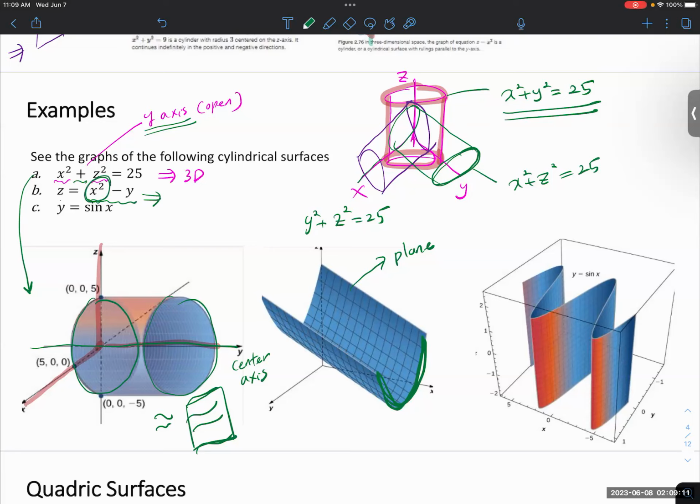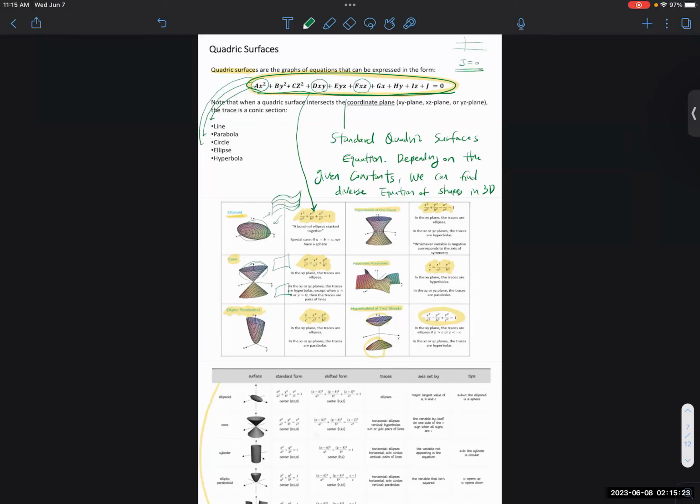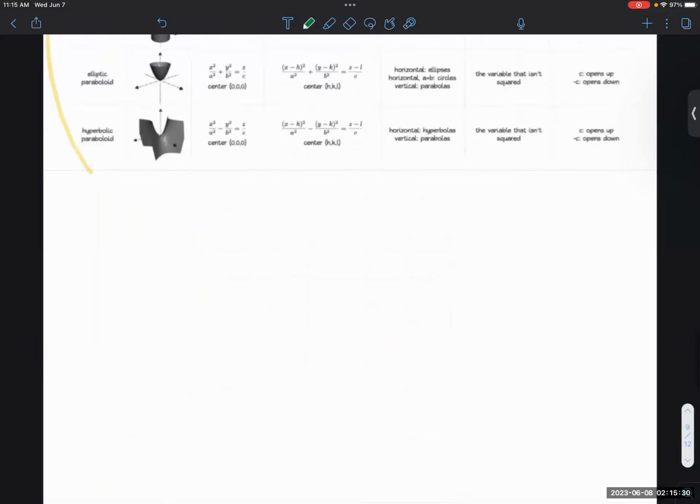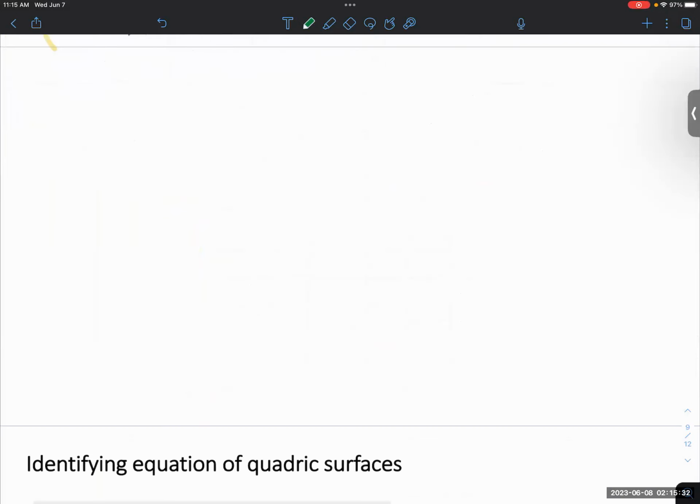Okay, so you don't need to memorize it. This is going to be given. And then we are going to find the corresponding equation and image. That's what I'm going to practice today. So one more time, this is a more detailed equation as well. I'm going to show you a couple things for your better understanding. So now you see there's a quadratic equation, and depending on the given constants, you can find other equations of shapes in three-dimensional space, right? So let me give you a better understanding, okay?